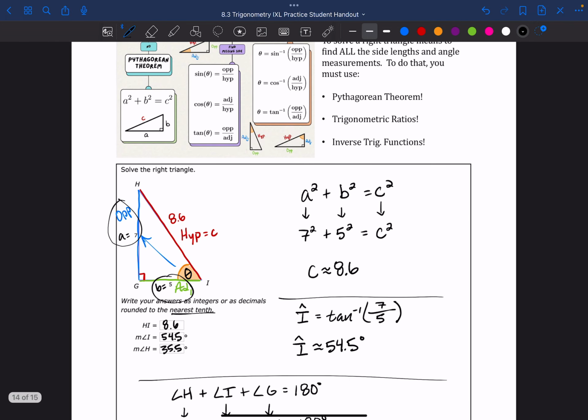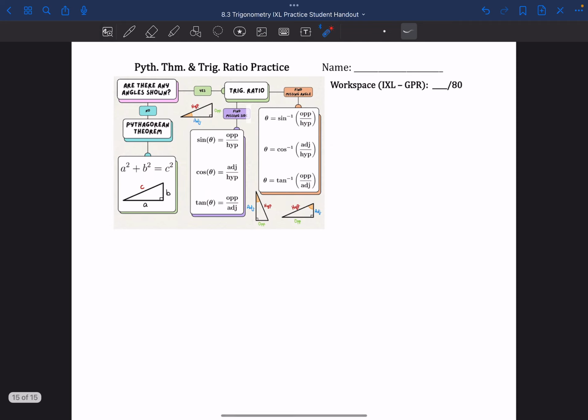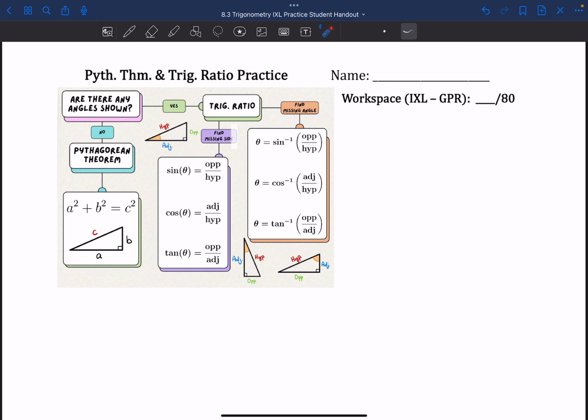Again, you are going to utilize all three of these, depending on the situation, to solve these right triangles. You will also have to use this interior angle sum of triangles, which equals 180, to find some missing angles. If you guys feel confident, try your skills with GPR. If not, raise your hand and we'll come by and we'll clarify.